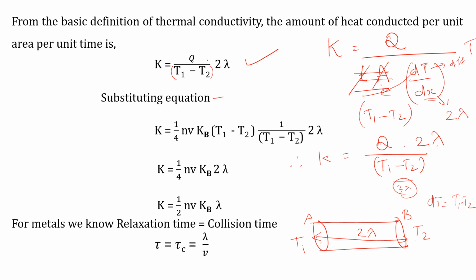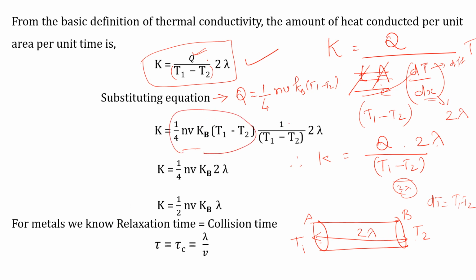Now, substituting Q equal to 1 by 4 n v kB into T1 minus T2 in this equation, we get 1 by 4 n v kB T1 minus T2, divided by T1 minus T2, into 2 lambda. Here T1 minus T2 get cancelled off, and then here we have 2 and here we have 4. Therefore we get K equals 1 by 2 n v kB lambda.